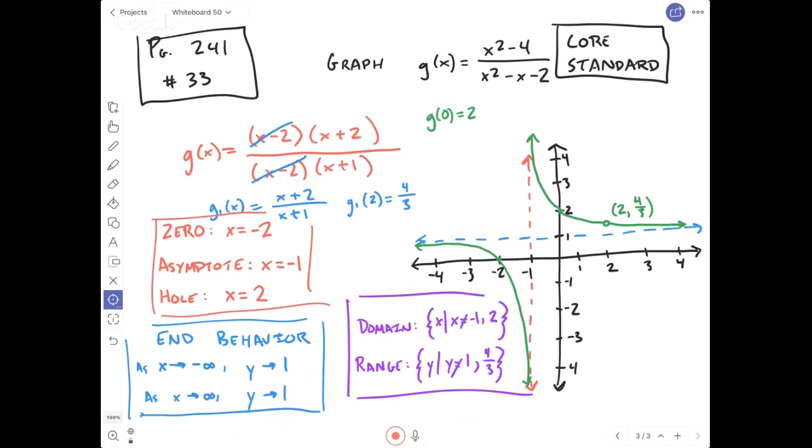Okay, seeing no questions, I'm going to go ahead and move on to some extended standards, like using the remainder theorem with long division.